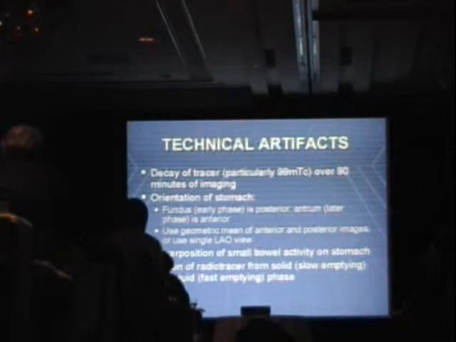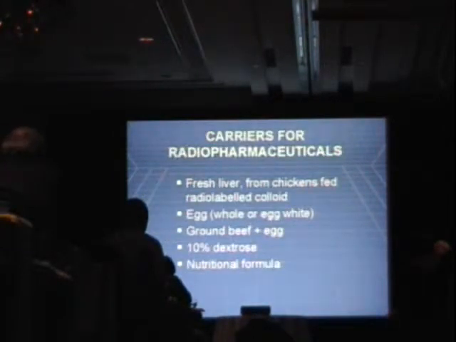There are artifacts you need to be concerned about, particularly the orientation of the stomach. It's not a flat, horizontal or vertical type of structure. It's oriented obliquely to all the planes. And so what we do generally at the Brigham is we do anterior and posterior imaging, and then we do a geometric mean between the two. If you don't have a two-headed camera available, you can approximate that by just using the LAO view. But just don't image in the anterior view and think you're going to get accurate results.